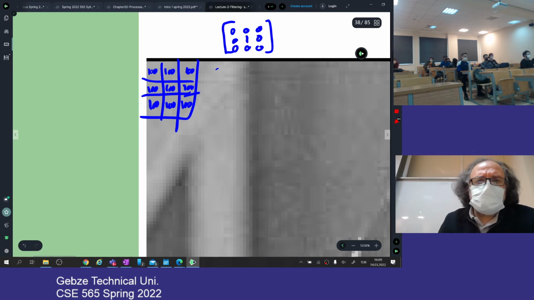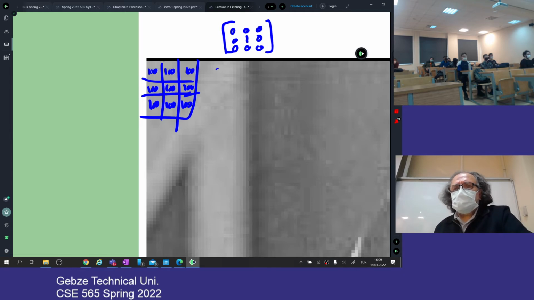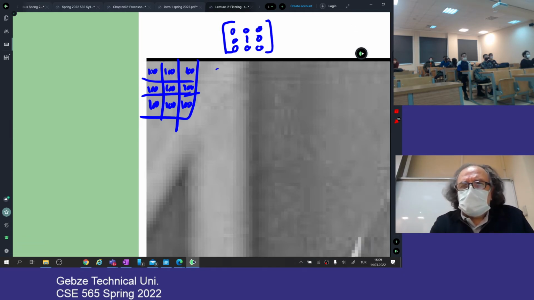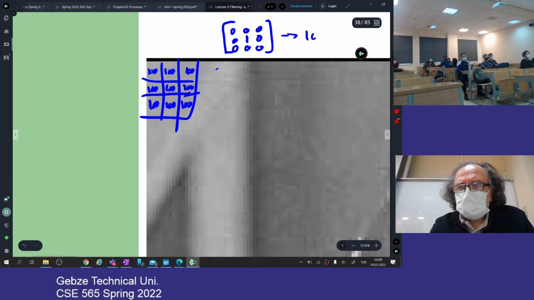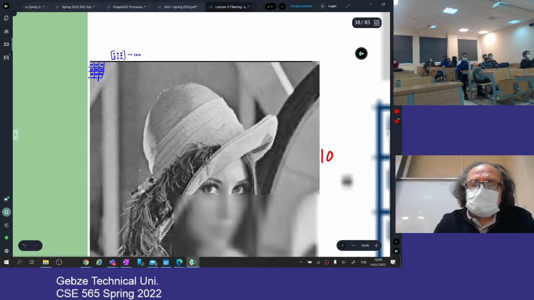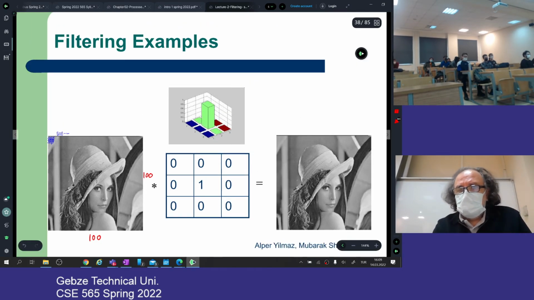If I apply this kernel, 0, 0, 0, 0, 1, 0, 0, 0, 0, what would you get at this corner of the image? You would get 100, right? In fact, it looks like I am ignoring the rest of the pixels around the center pixel. I get exactly the same thing as the center pixel. So if this is my filter, I would get exactly the same image.